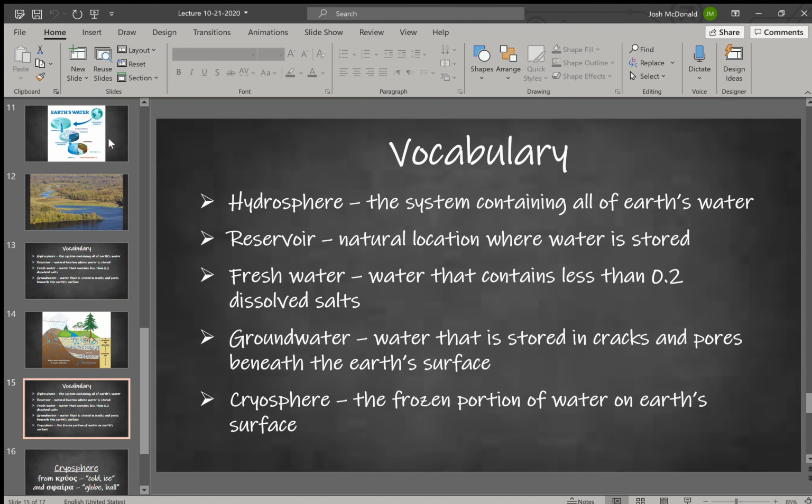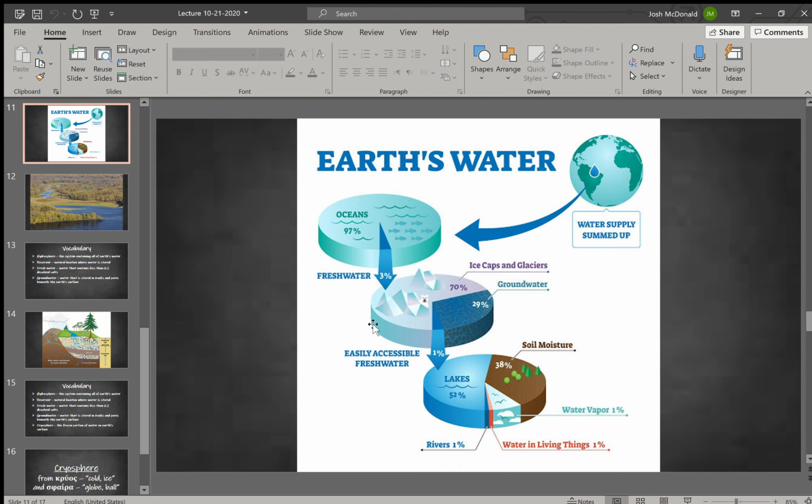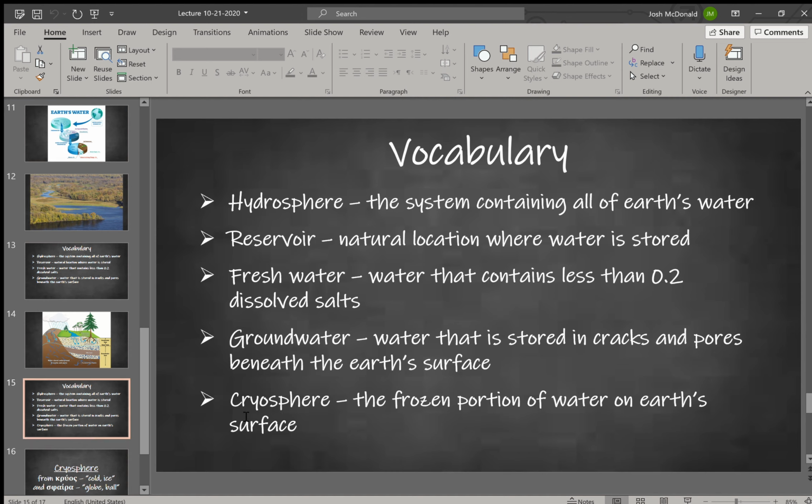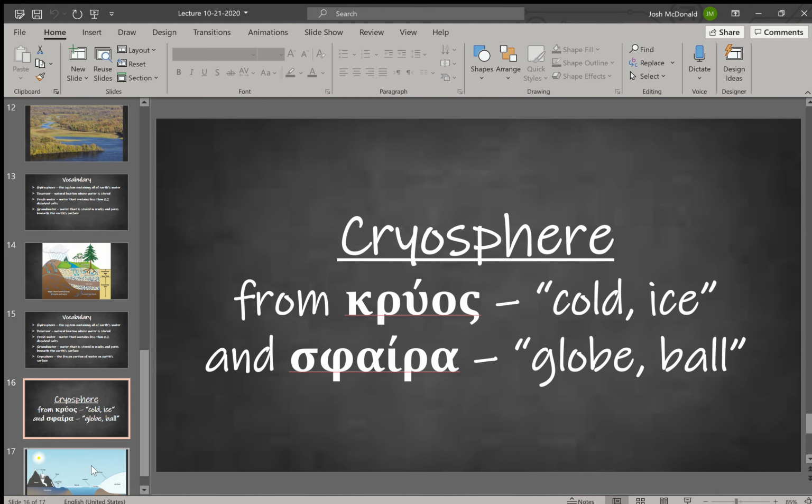Now let's talk about the other portion. You've got the 70% of fresh water in ice caps and glaciers, and that is part of the cryosphere. The cryosphere is the frozen portion of water on Earth's surface. Look at the word here. Cryo, we know, again, no sphere, from sphaira, globe or ball. Cryo comes from the word kruos, which means cold or ice. So it is the realm, the area of cold and ice. So we use it to refer to the part of the hydrosphere that's frozen.